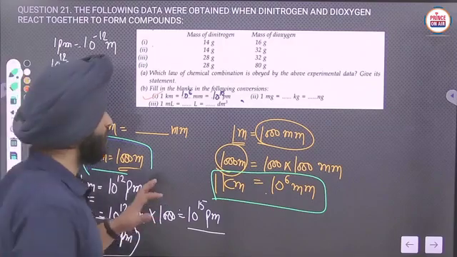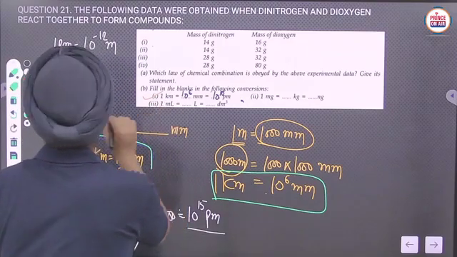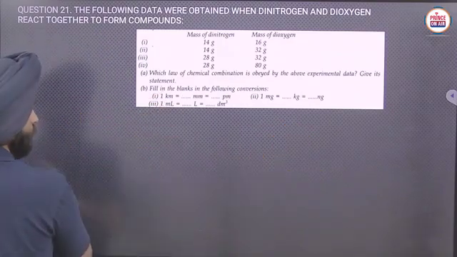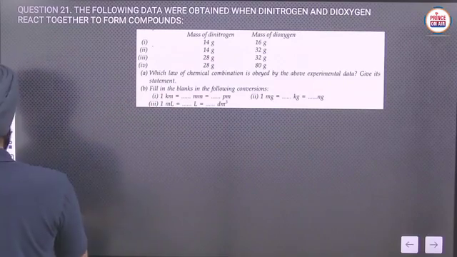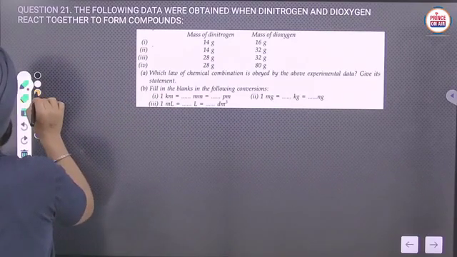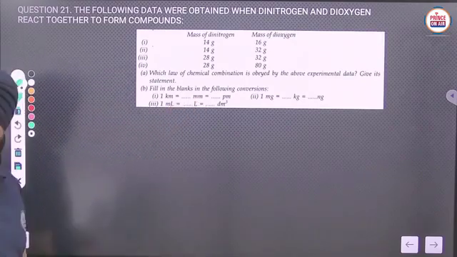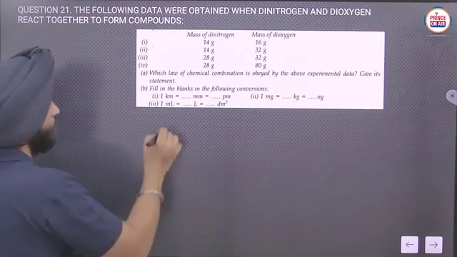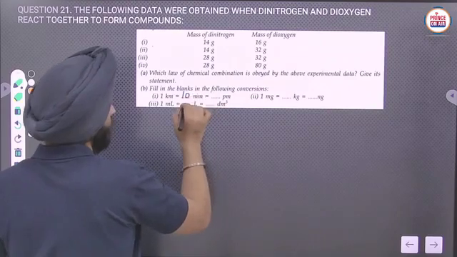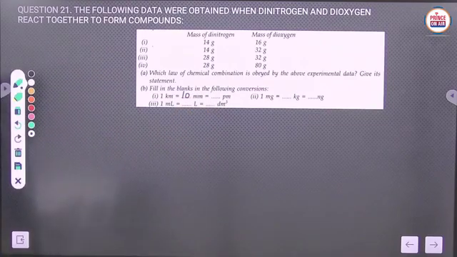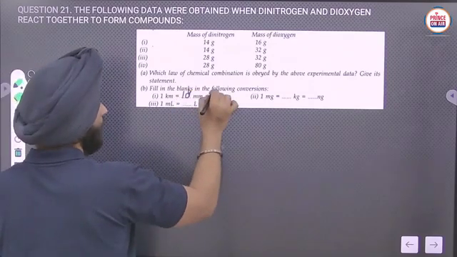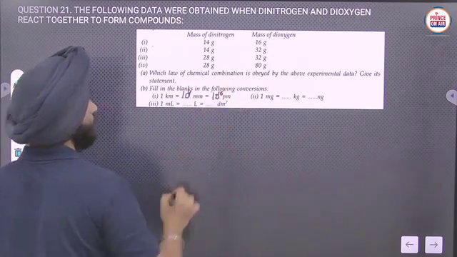Okay, so the answer we got is 1 kilometer is equal to 10 raised power 4 millimeter, and that is 10 raised power 15 picometer.